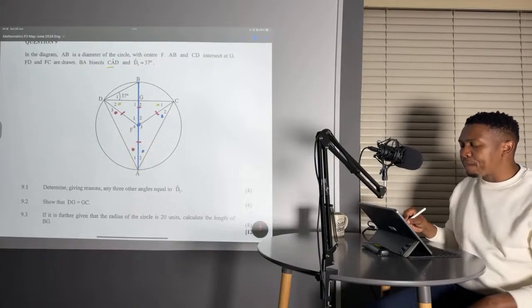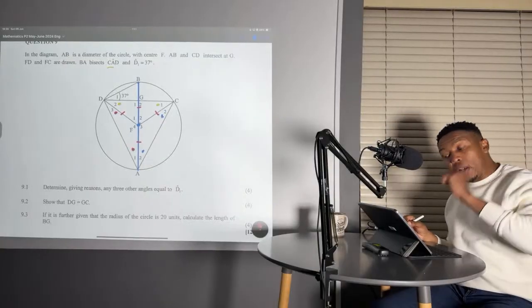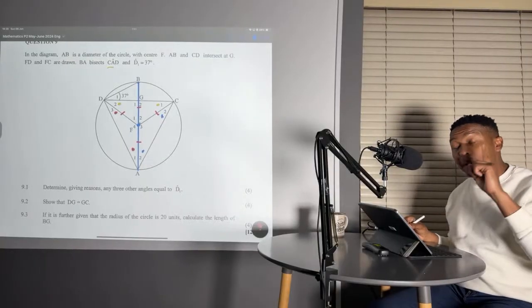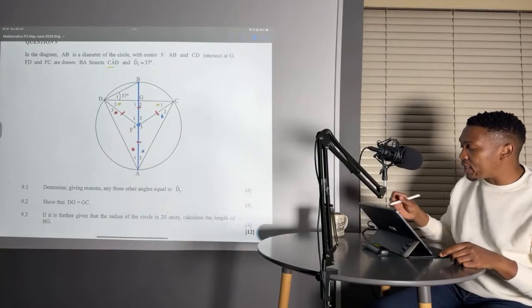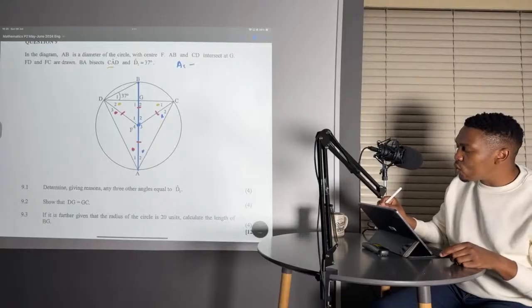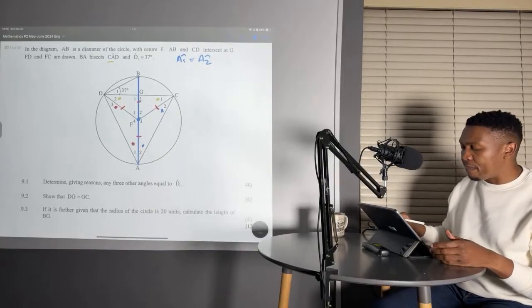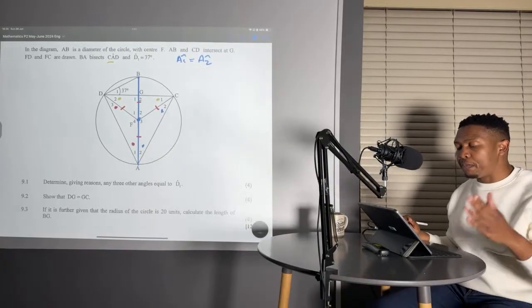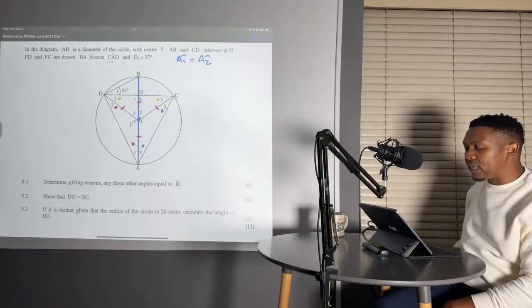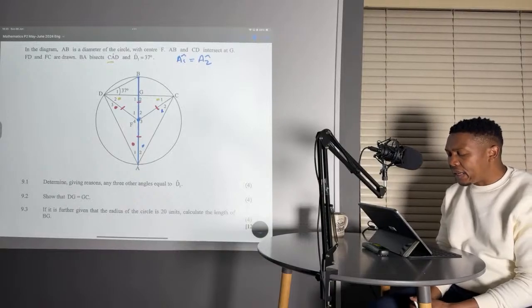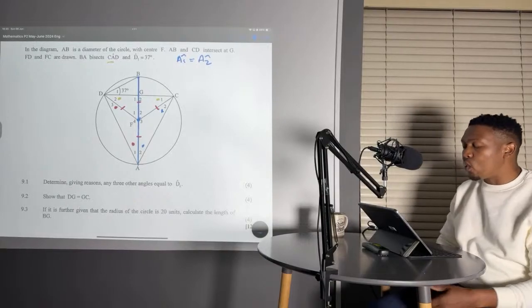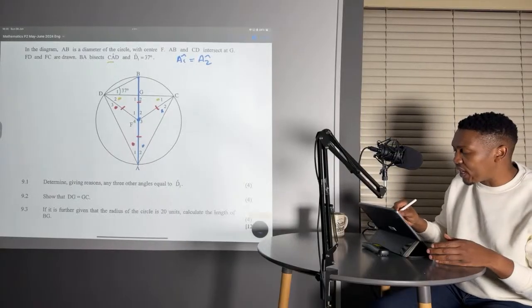What does that mean? It means that A1 will be equal to A2. Please, I want you to note that. I'm going to write that down somewhere so that I remember it. So A1 should be equal to A2, because I am told that side BA bisects. All right, now they say to us, determine giving reasons any three other angles equal to D1. All right, now let's go for it, ladies and gents.